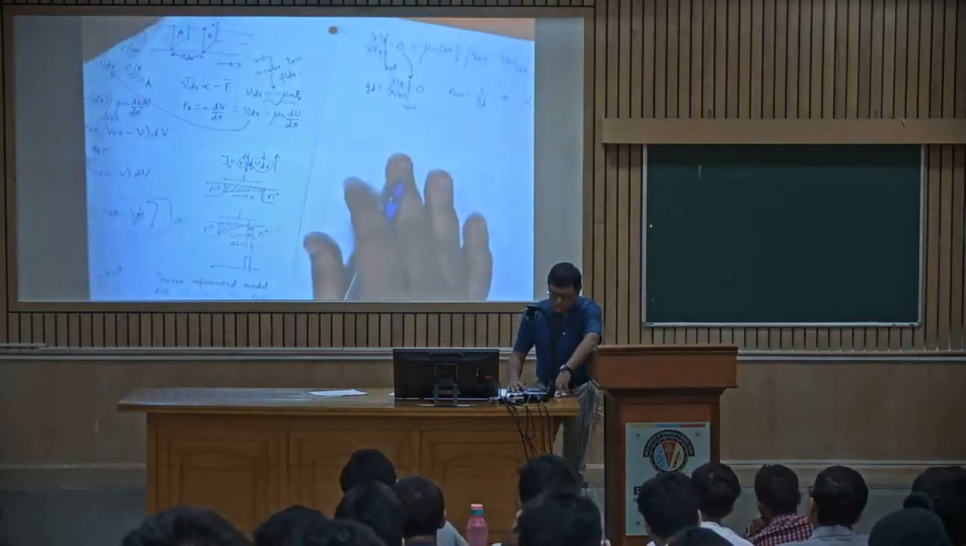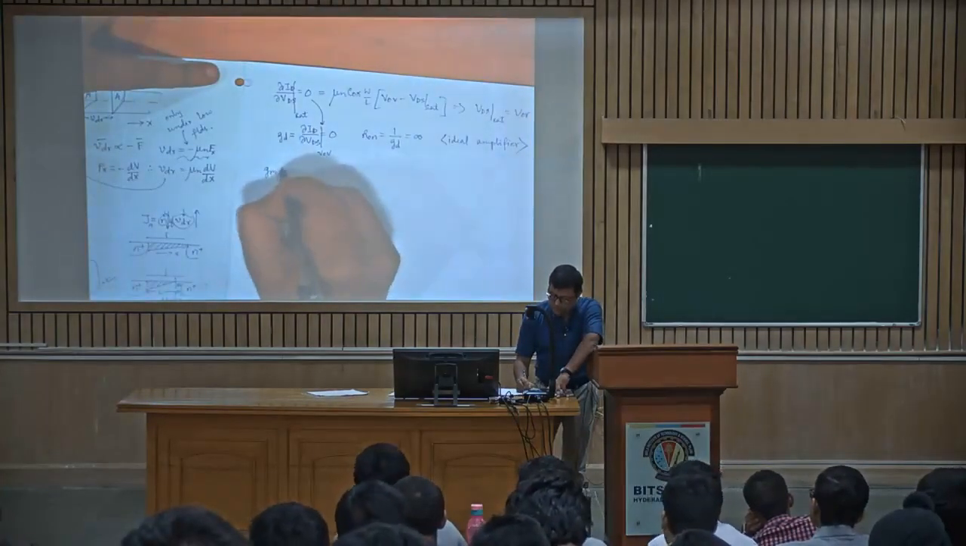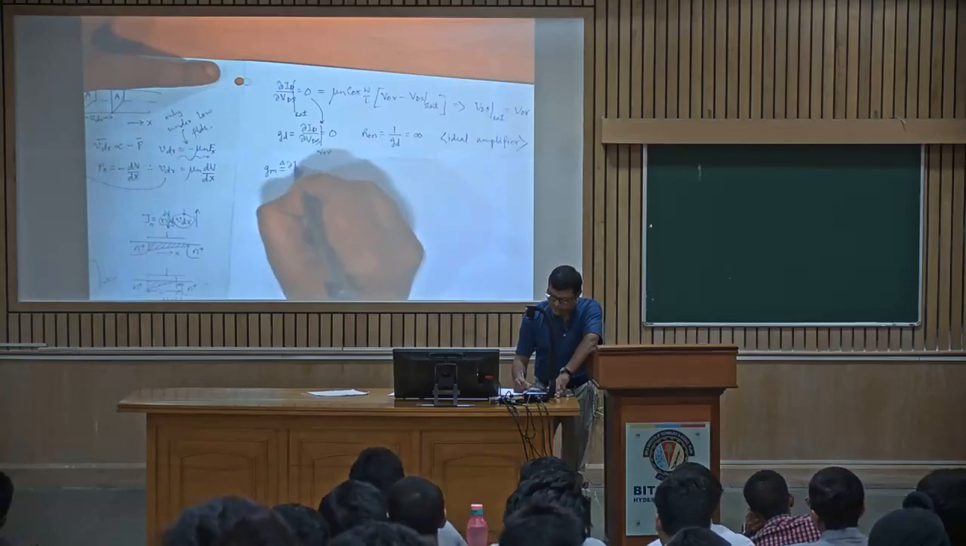Before we go into channel length modulation, just understand what the value of GM is. It is defined by delta ID by delta VG.